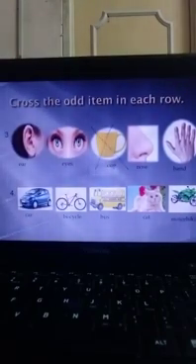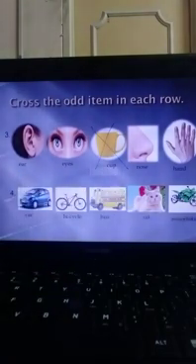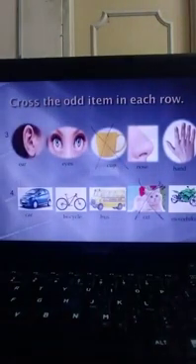In number 4, if you look at the pictures: car, bicycle, bus, cat, motorbike. Car, bicycle, bus, motorbike, these are all vehicles, but cat is not a vehicle. This is an animal. So this is the odd item here.